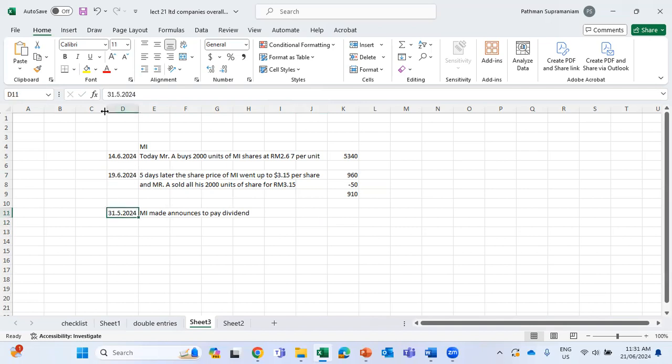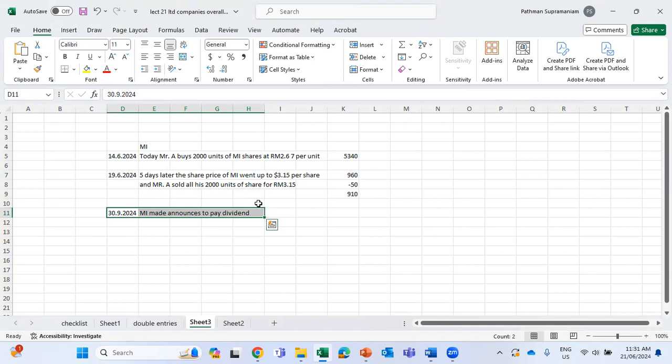Sorry, I got the dates wrong. I wanted to say 30th September. By 19 June, he sold. No, right? Because he bought 2,000 units on 14 June, and on 19 June he sold all his 2,000 units. So after 19 June, he's no longer a shareholder, because the company declared dividend in September.